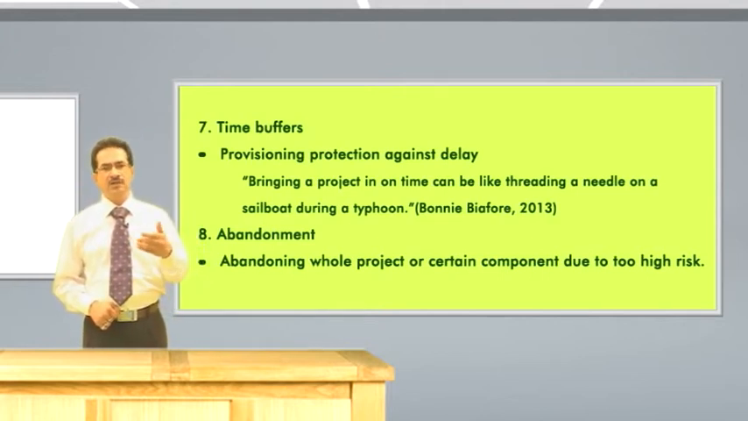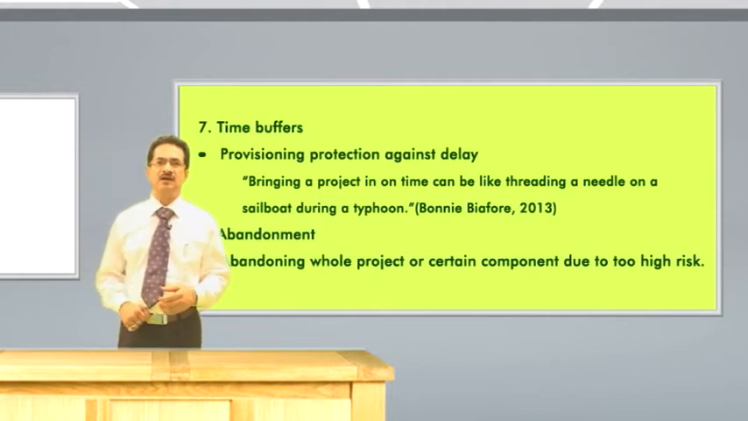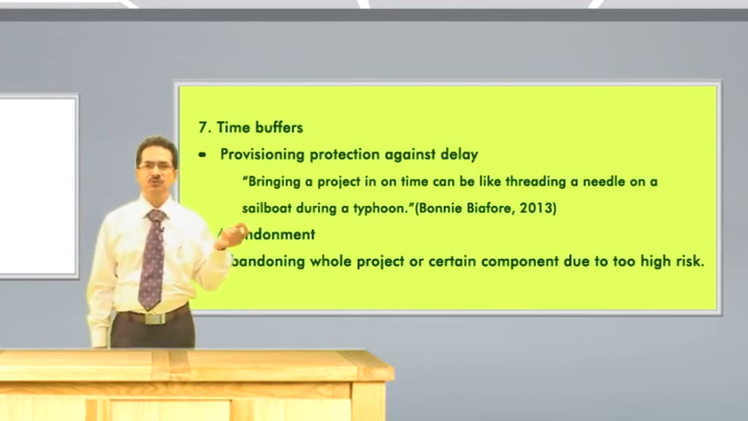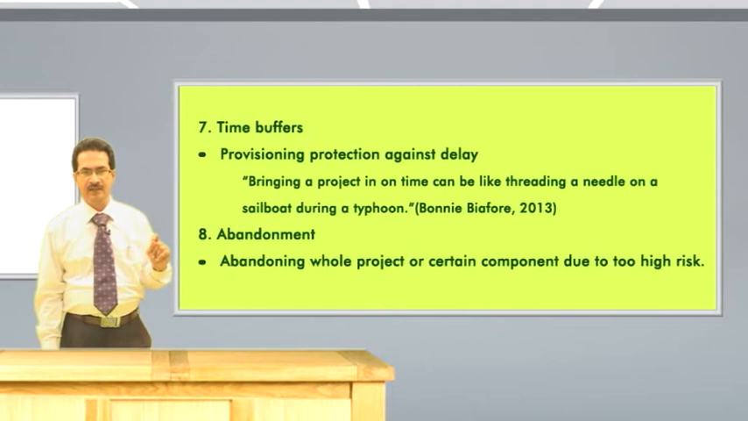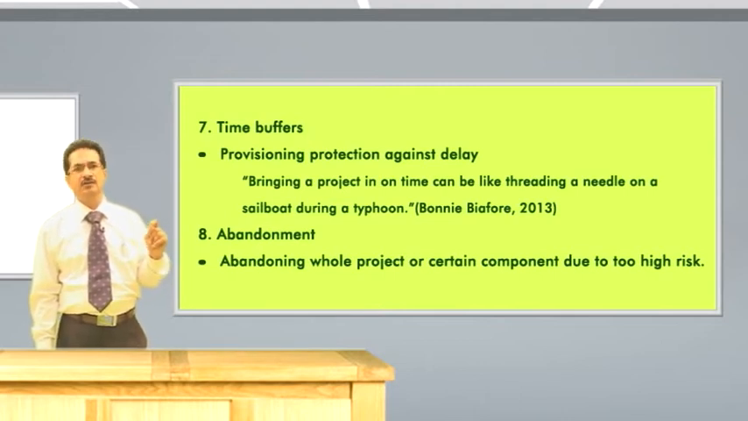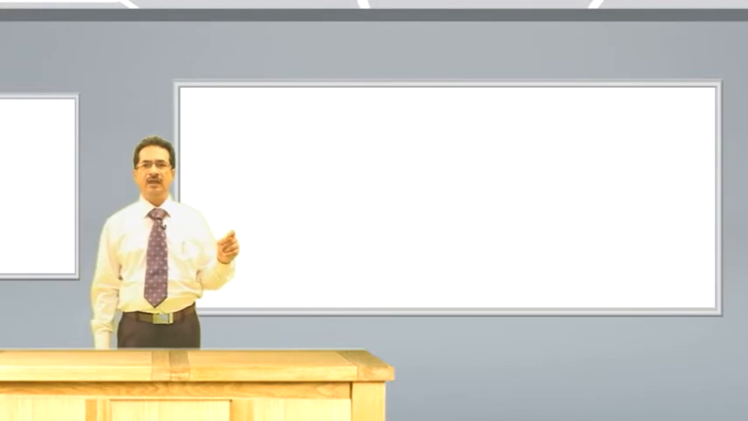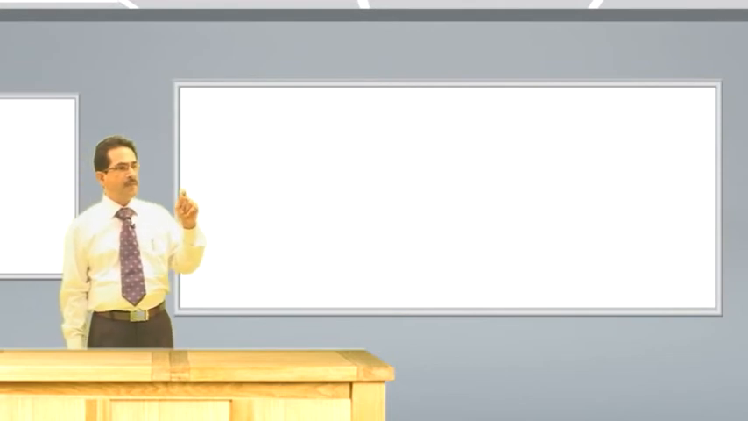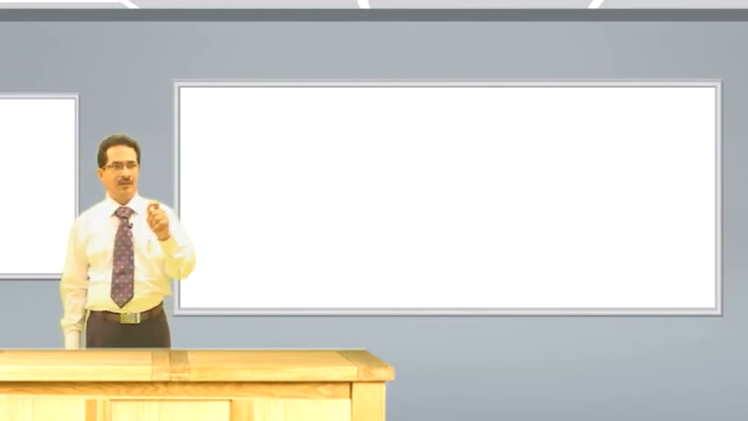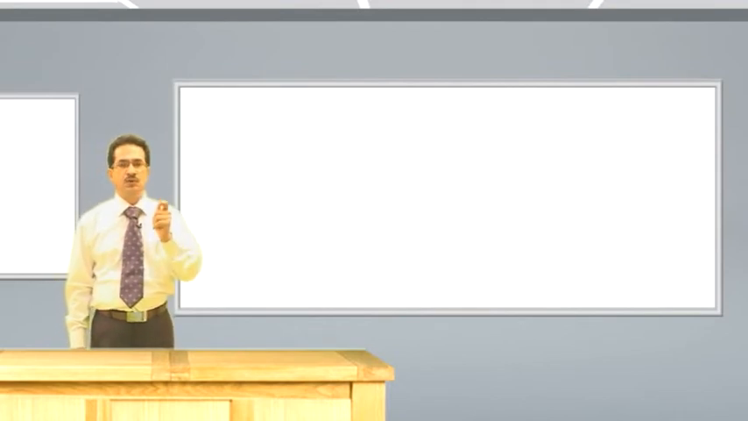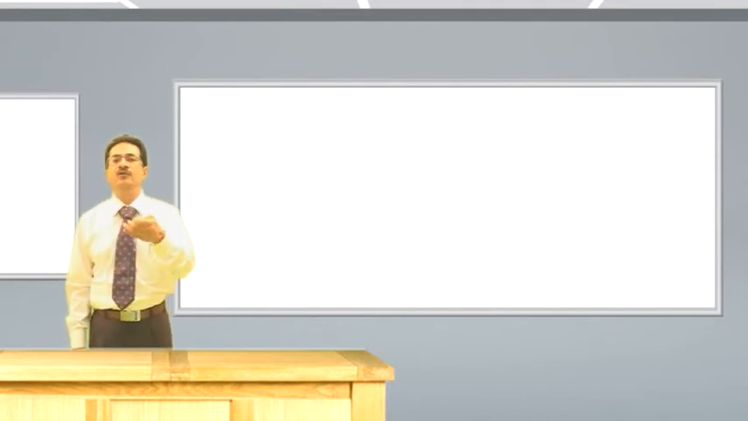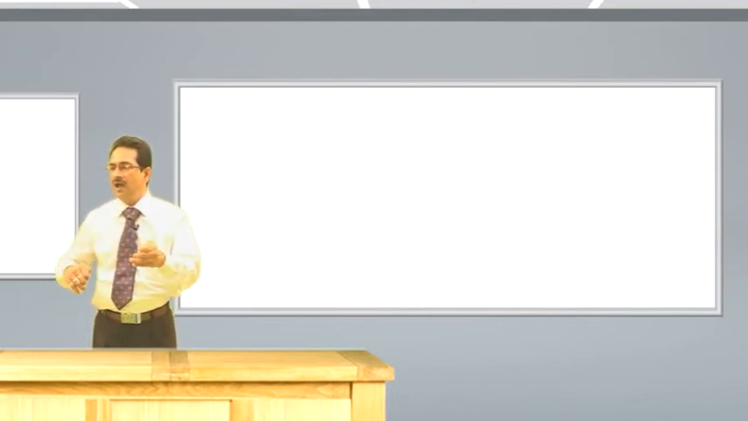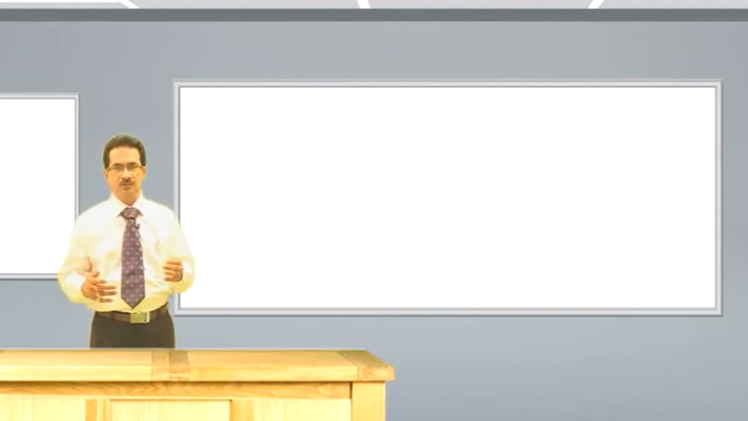Then the last method we are going to discuss is abandonment: abandoning the whole project or certain components due to too high risks. However, the abandonment method can be used only when exit is possible. That is, sometimes some obligations may compel project management to continue a project even with high loss, even with unfavorable circumstances. Thank you very much.